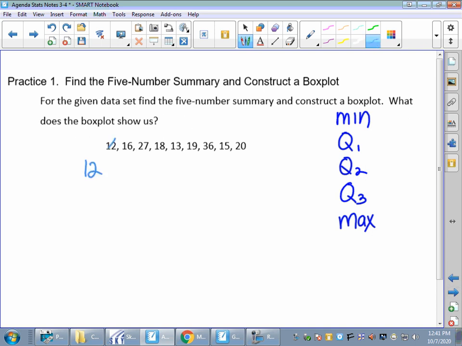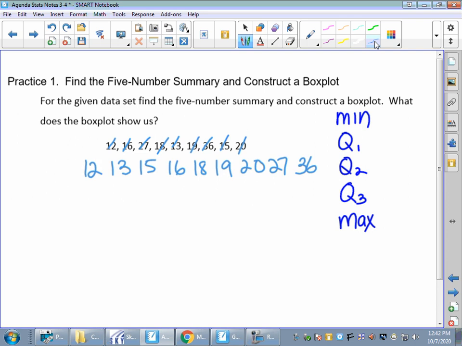What do I got? A 12, 13, 15, 16. Please feel free to do this yourself and tell me if I got it wrong, because that's always embarrassing. 27 and 36. 1, 2, 3, 4, 5, 6, 7, 8, 9. 9 pieces of data. So n equals 9. So this data looks familiar to me. I don't know about you.